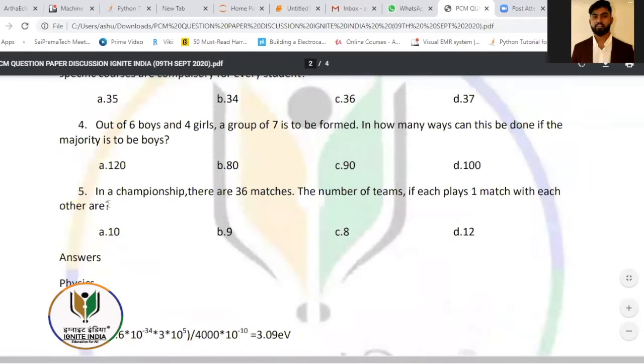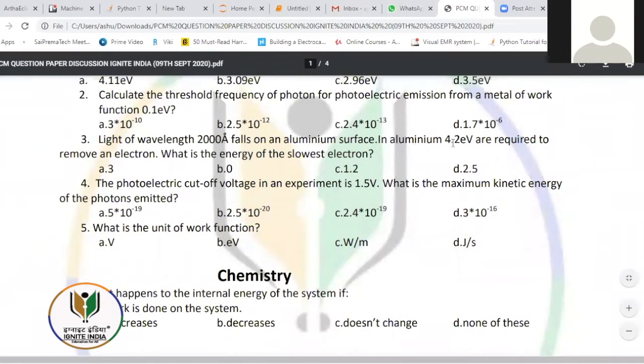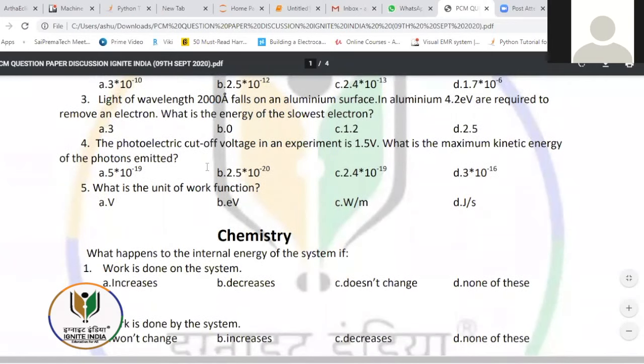Next. Light of wavelength 2000 angstrom falls on an aluminum surface. In aluminum, 4.2 electron volt is required to remove an electron. What is the energy of the slowest electron? Okay, when they ask you slowest, what will you answer? 0. Directly you can write 0 as the answer.